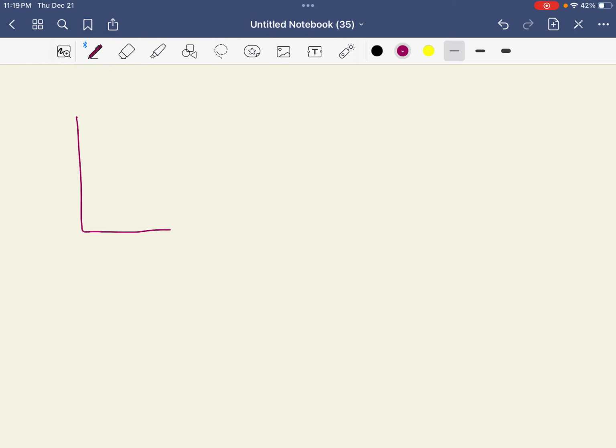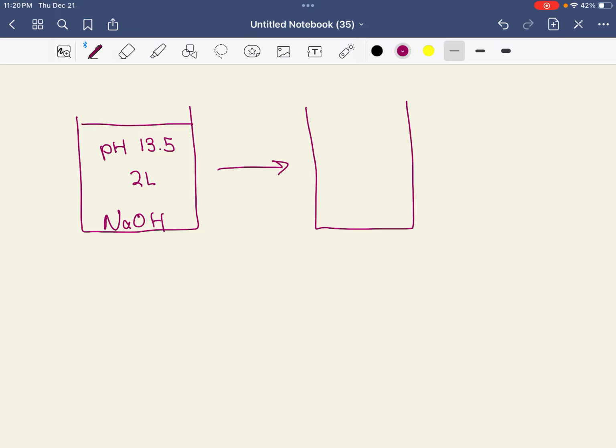So I have right here NaOH. Okay, and this thing has a pH of, let's say, 13.5, and there is 2 liters of it, I guess. And if I want you to change this, still NaOH, but the pH here is going to be 14. Wow. How are you going to do that?